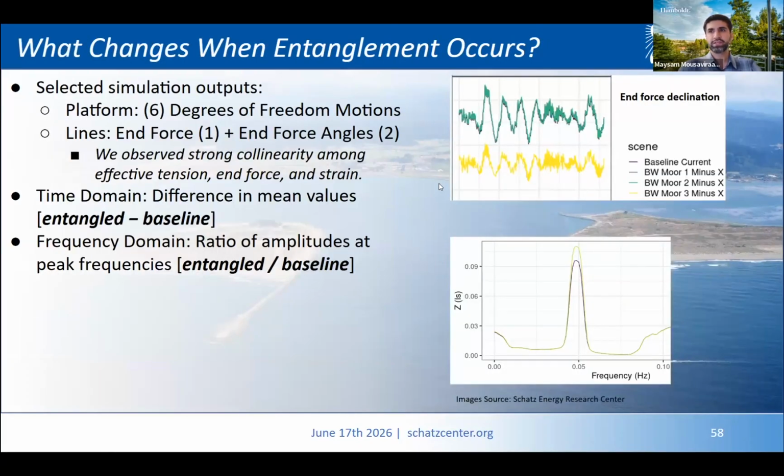So once we had baseline simulations and entanglement simulations, we could ask the central question. The central question is, which measurements change in a detectable way? So we evaluated a few different variables. Namely, we evaluated the platform motions, the mooring line forces, and the line angles. We compared baseline and entangled cases in both the time domain and the frequency domain, as you can see two examples on these two plots. And the important finding was that some variables do show clear sensitivity to entanglement. This is the point where the modeling work begins to connect directly to sensor location and algorithm development.